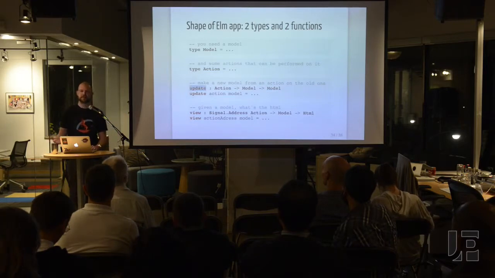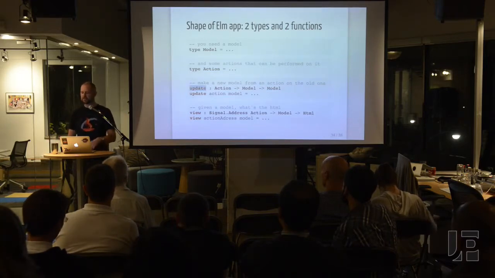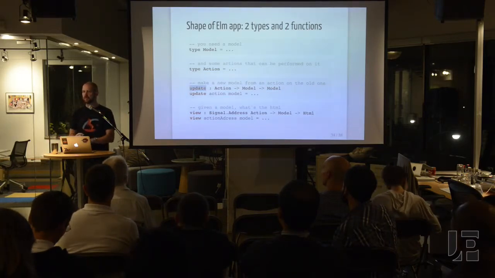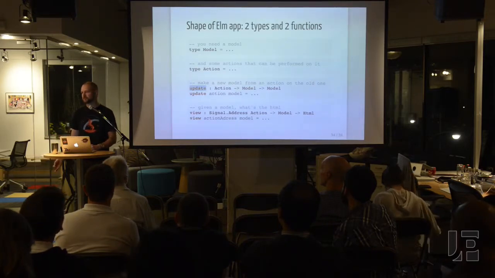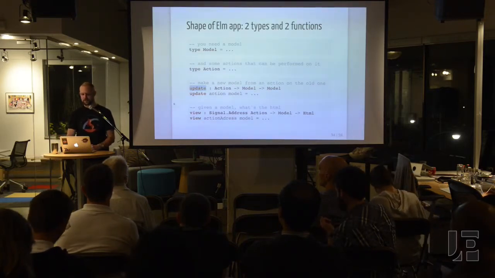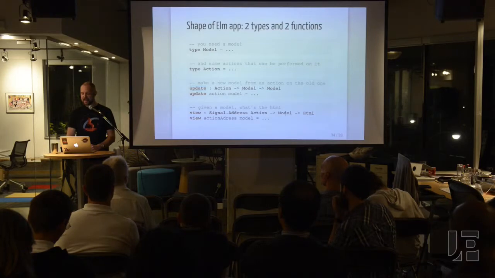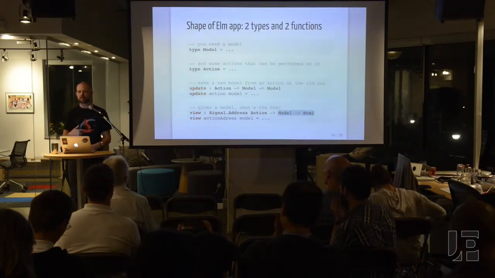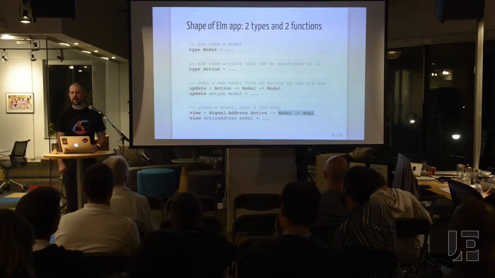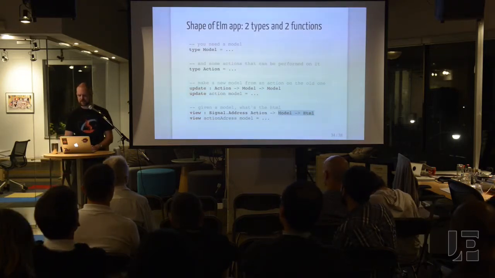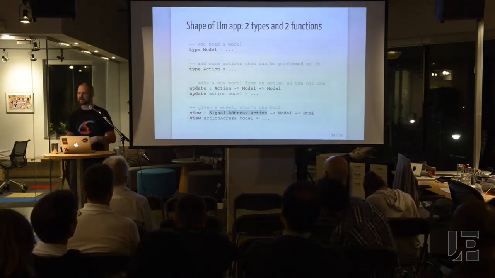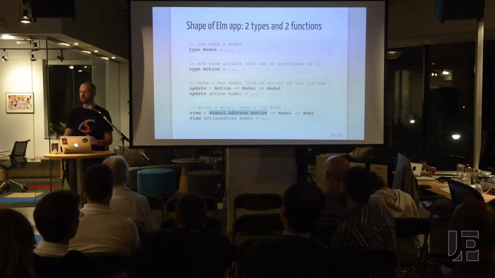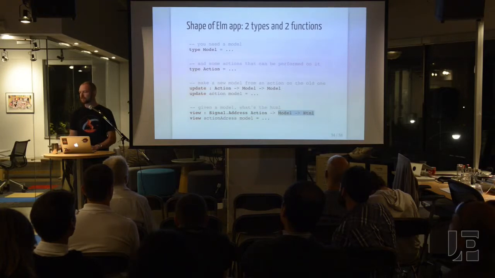You need to write an update function, which says, if you give me an action and a model, I'll tell you what the new model looks like. You also need to write a view function that says, if you give me a model, I'll give you the HTML for that. There's this other little provision for saying, here's a place to send action events when they occur. But really, this is the important part. If you give me a model, I can give you the HTML.